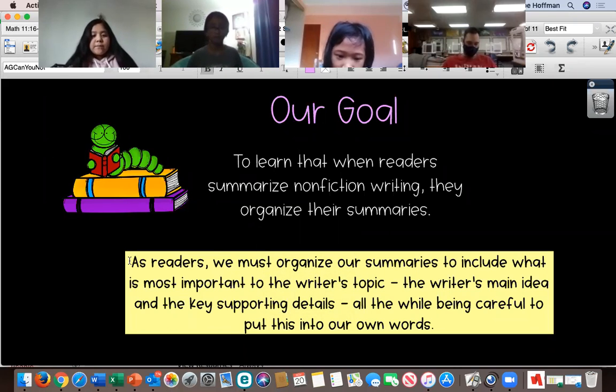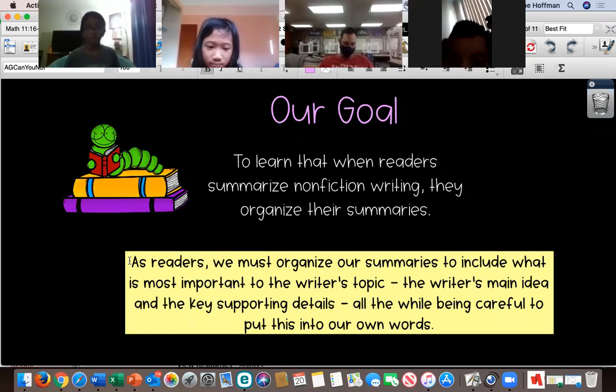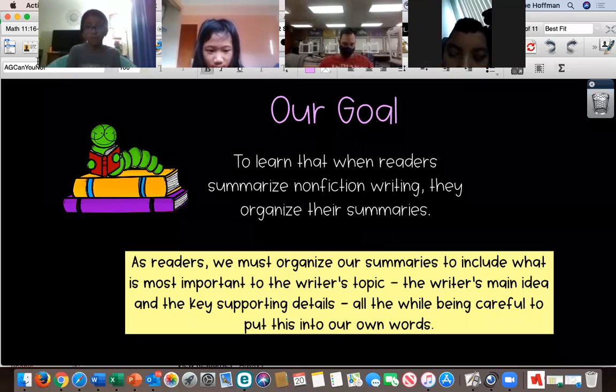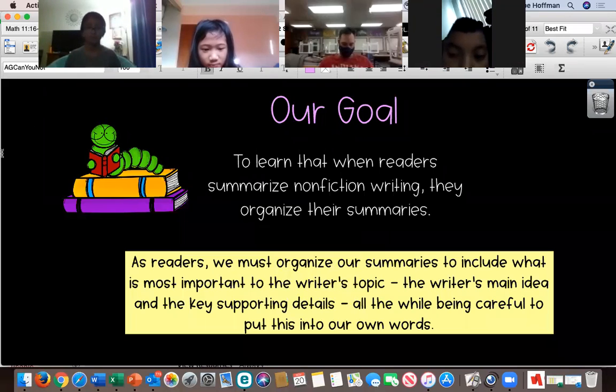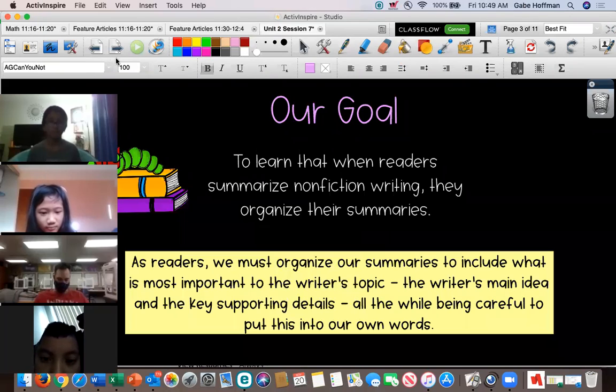So as readers, we have to organize our summaries to include what the most important things are to the writer's topic. So their main idea, which we've talked about before, their main idea and supporting details, all while being careful to put this into our own words. So we're not just saying exactly what they said, we need to put it into our own words.